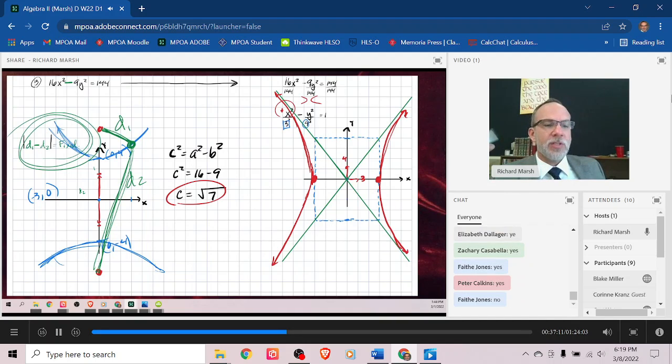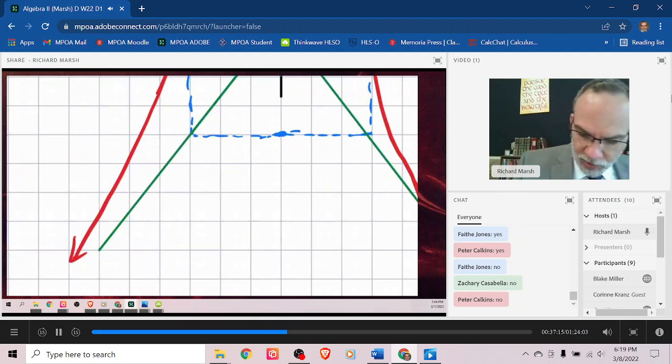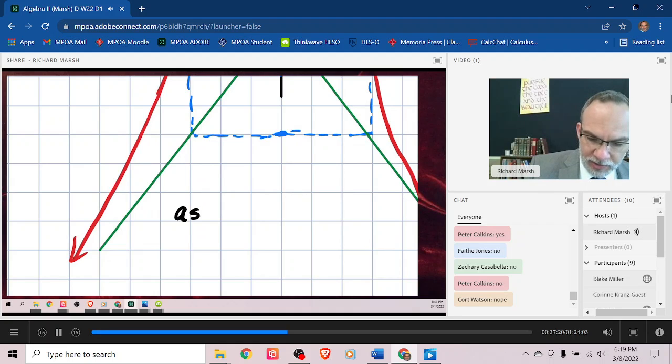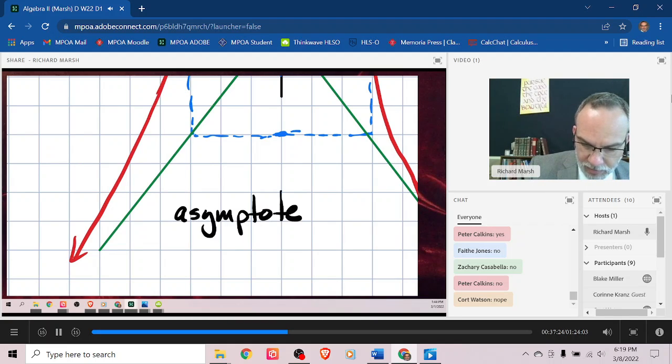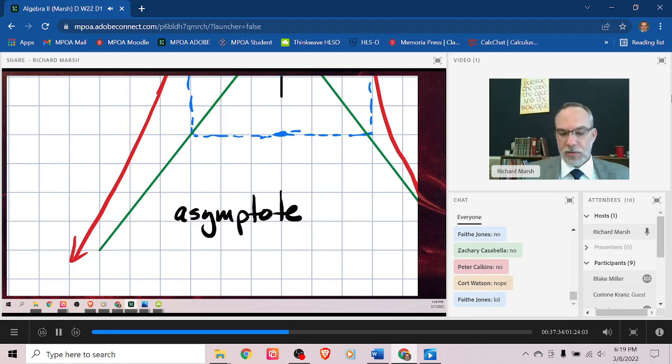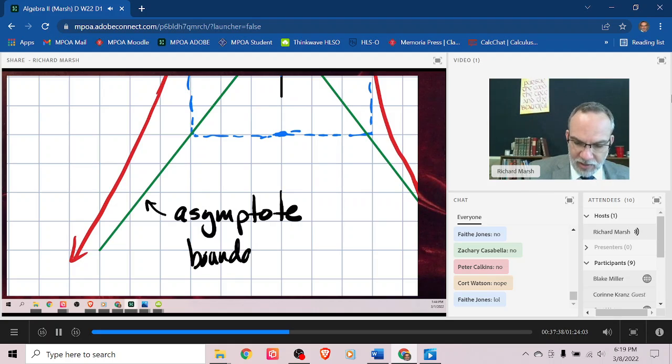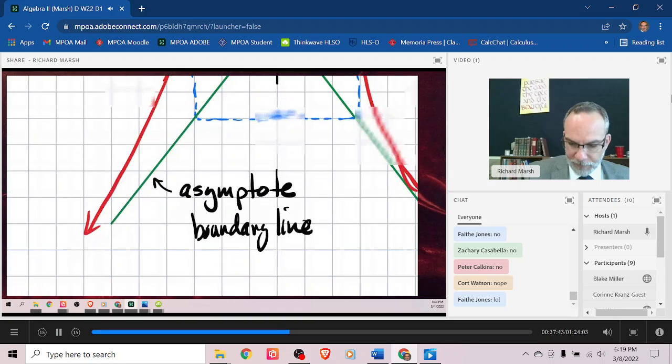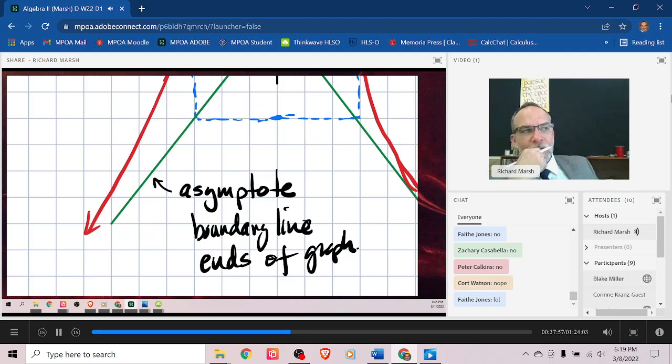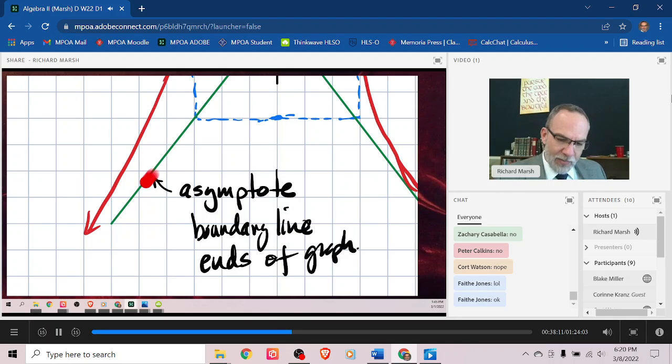They are asymptotes. Have we talked about asymptotes yet? No? All right, good. Okay, so an asymptote, let me make sure that you spell it correctly. Asymptote. This is an asymptote. This is a boundary line for the ends of the graph. Some people used to say asymptotes are just boundary lines for the graph and that they don't cross. No, you can have something that crosses in the middle, but not at the ends. It's a boundary line for the extreme ends. So it gets closer and closer and closer. This graph now gets closer and closer to this green line, but never touches it. It's like a fence. It's a boundary line.